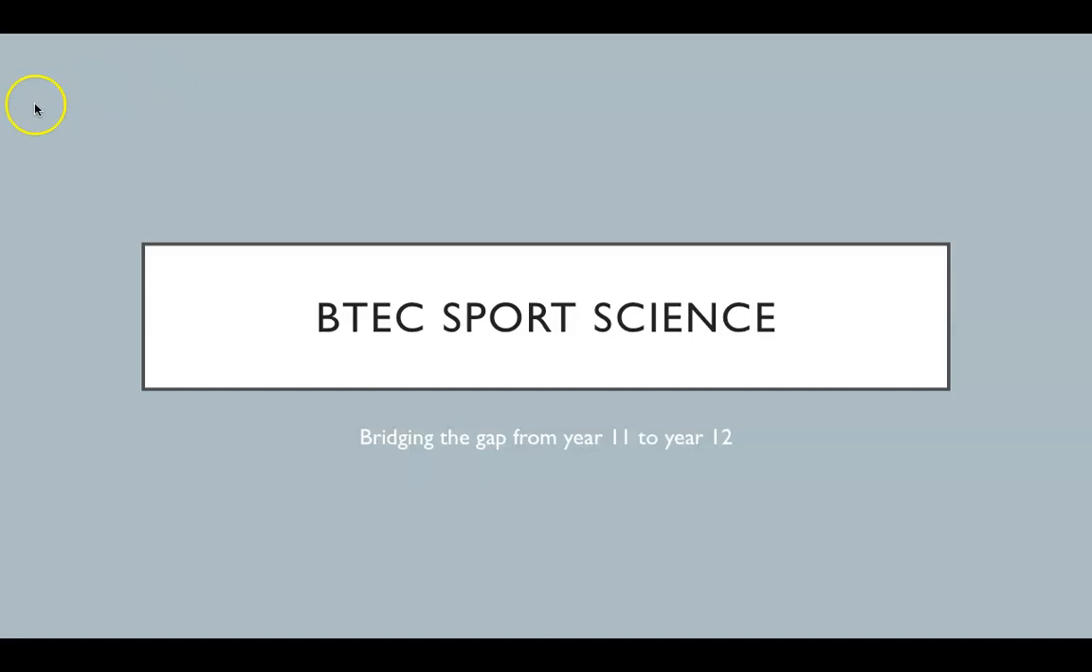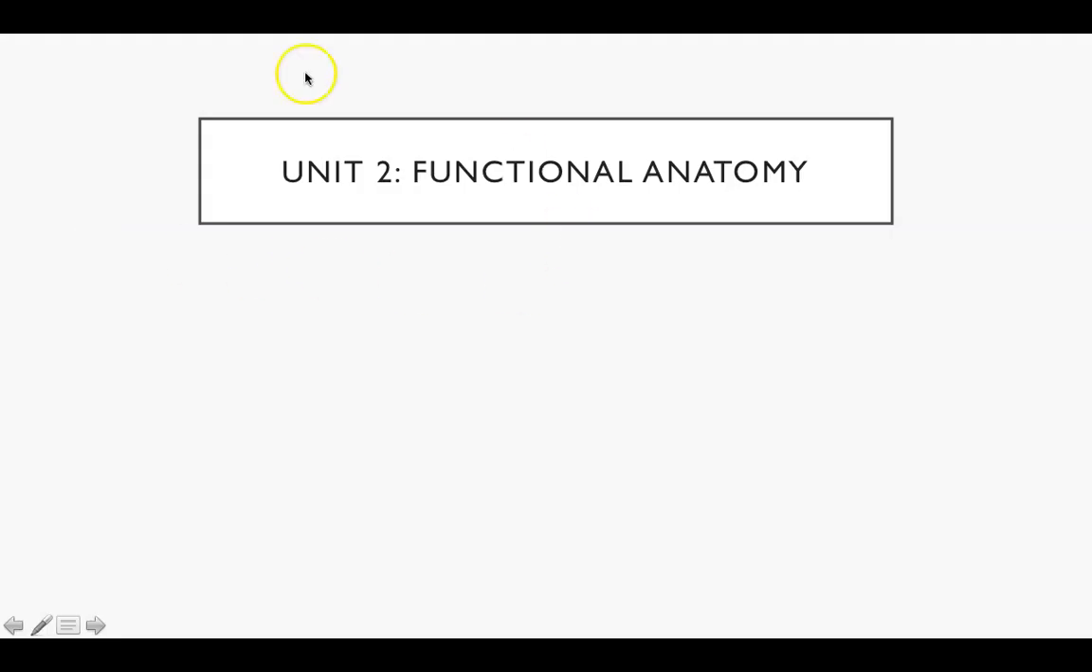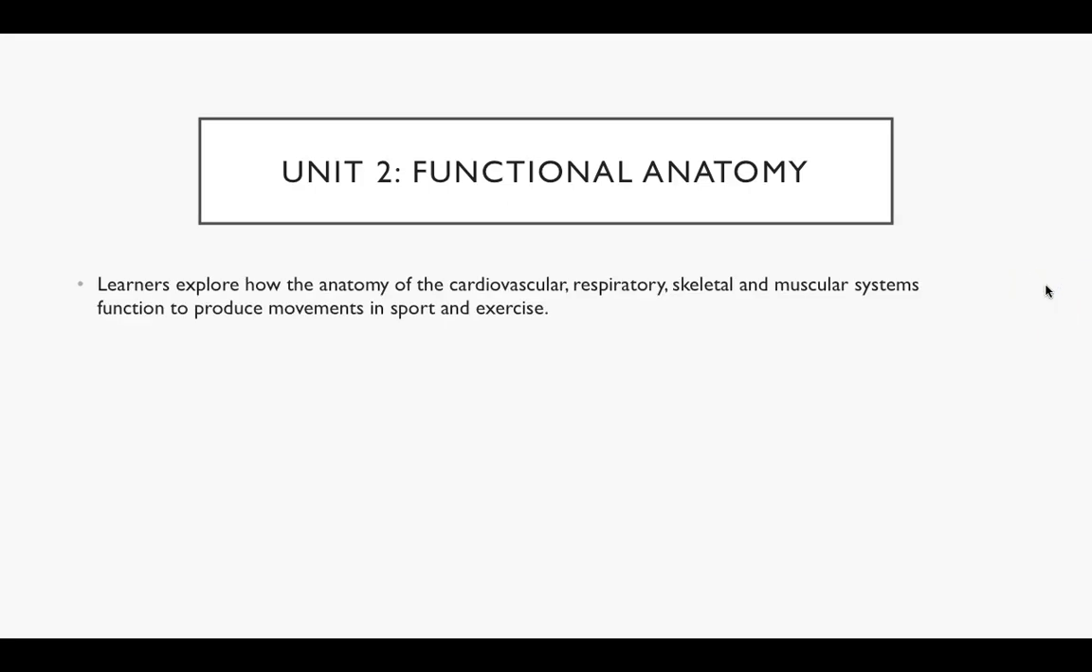So before we actually start, I'm just going to quickly go through Unit 2, functional anatomy. What we're going to be discussing in this unit specifically is the cardiovascular system, respiratory system, skeletal system, and the muscular system, and specifically how all these combined help us produce movement in sport. That is from something such as a tennis serve to a 100-meter sprint to potentially potting a snooker ball.